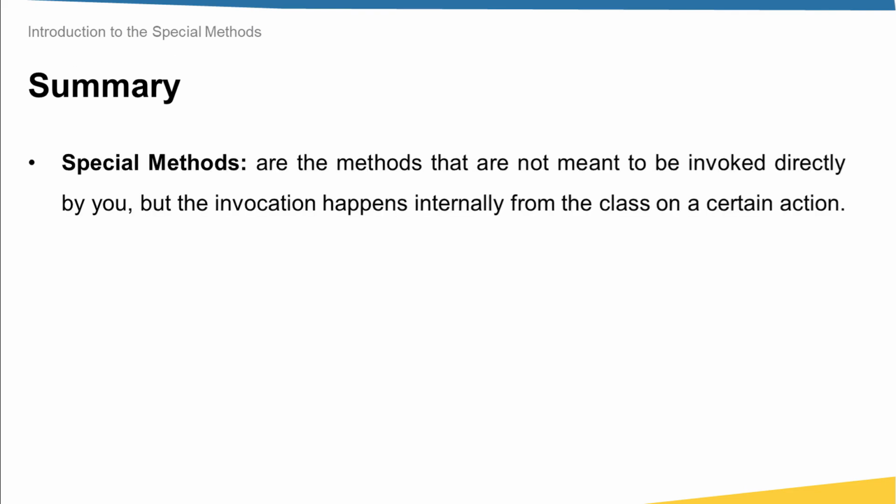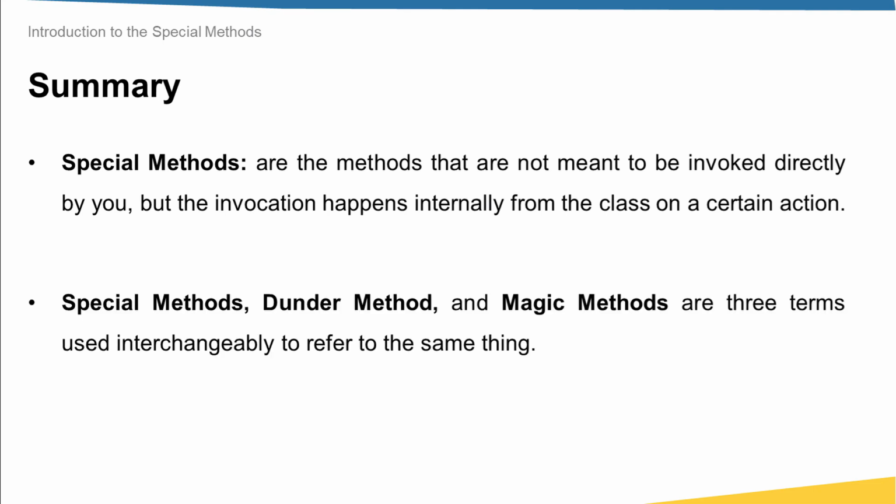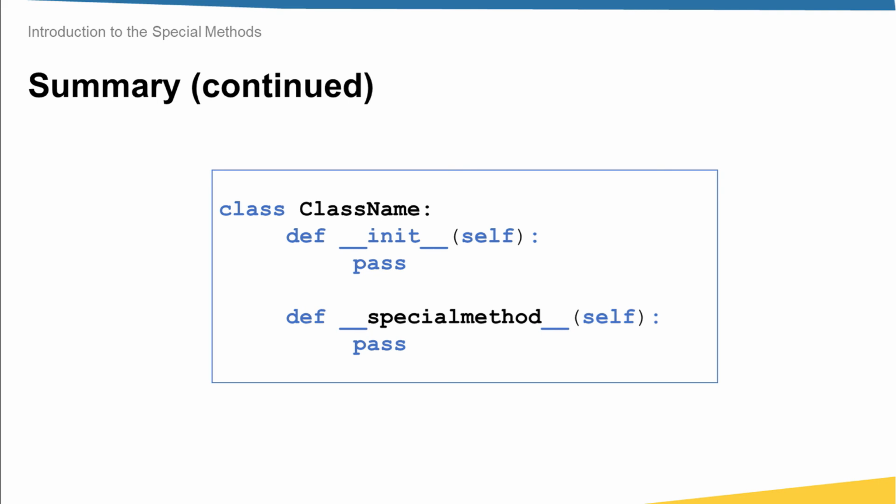Now let's recap what we have learned in this lecture. First of all, I have defined special methods, and as we have seen, they are just methods that are not meant to be invoked directly, so they are not invoked explicitly, whereas the invocation happens internally behind the scenes when a certain action happens. Also, we have seen that there are three terms used interchangeably, which are special methods, dunder methods, and magic methods, and all of these terms refer to the same thing. After that, we have learned how to override special methods, and all we have to do is just define this special method as any other method in Python, but be careful to use the reserved name in Python because these names are predefined.